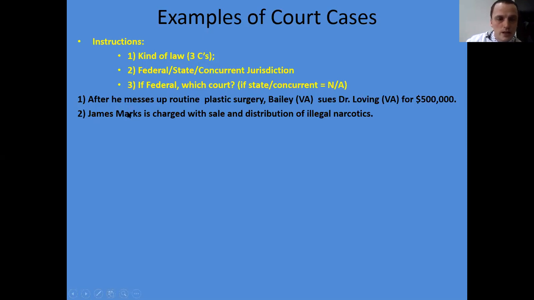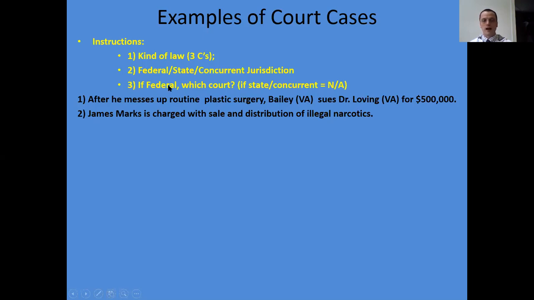How about this one? James Marks is charged with sale and distribution of illegal narcotics. Narcotics meaning drugs. So what do we know here? Well, of the three kinds of law, this is obviously criminal. Which of the three jurisdictions is it going to go to? Federal, because it deals with drugs, it deals with illegal narcotics.